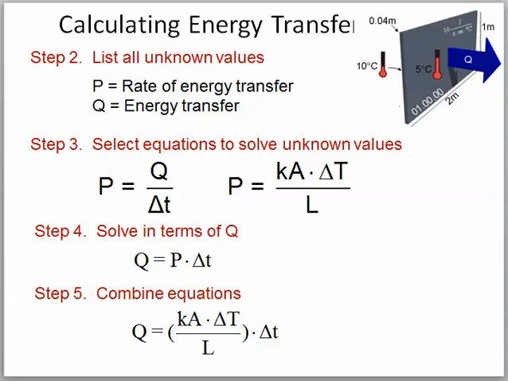What they show us then is we've got to find out what our unknown values are. Well, P, the power. They're going to say the rate of energy transfer, but it's the power. And Q is the energy transfer. So if you look at our two equations, in this case, select equations to solve the unknown values. Well, I could use either one for power, but I've got to use this one for Q.